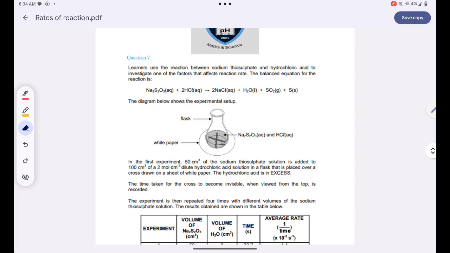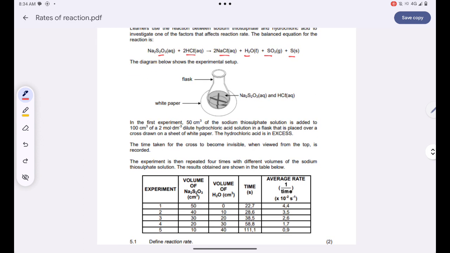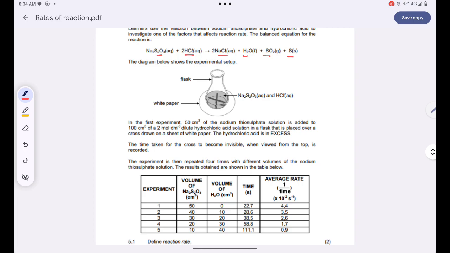Learners use the reaction between sodium thiosulfate and hydrochloric acid to investigate one of the factors that affect reaction rate. The balanced equation for the reaction is given below. We do have sodium thiosulfate reacting with hydrochloric acid, and then the products that will be formed, we have sodium chloride, water, sulfur dioxide, as well as sulfur.